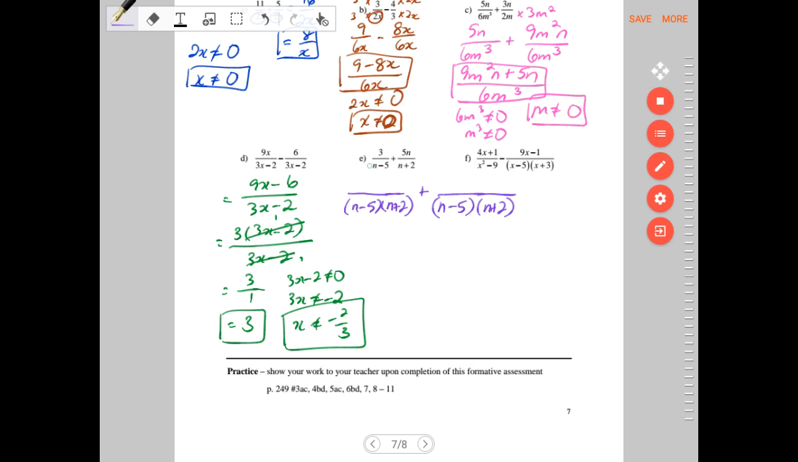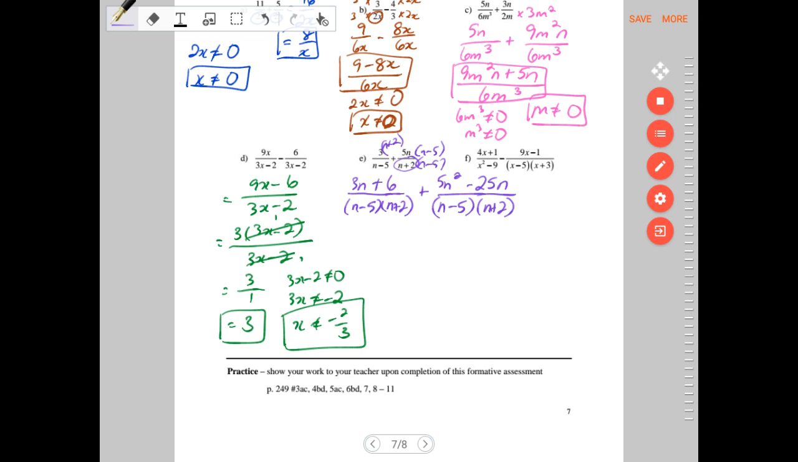Okay, what did I do to this denominator to get this? I times by n plus 2. So if I times the bottom by n plus 2, I must multiply the top by n plus 2. So 3 times n is 3n. 3 times positive 2 is positive 6. Okay, to get n plus 2 to become this, I have to multiply it by n minus 5. But if I multiply the bottom by n minus 5, I have to do the same to the top. 5n times n is 5n squared. 5n times negative 5 is negative 25n.